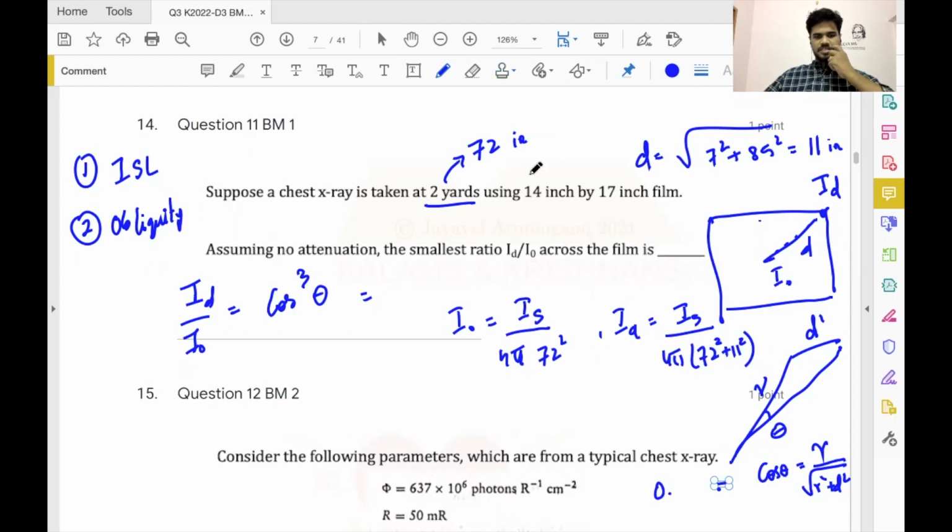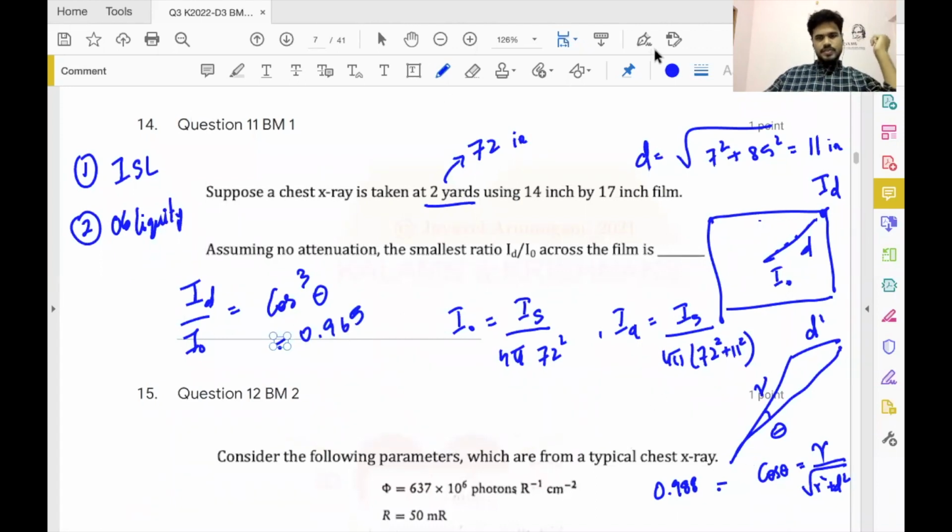We have something slightly different. So 72 square plus 11 square, square root of that, 72 divided by that. So I have 0.988. And cube of that should be 0.965.